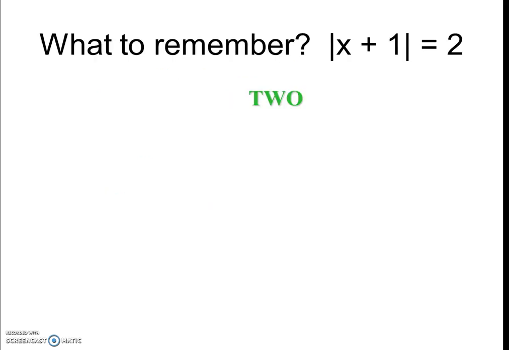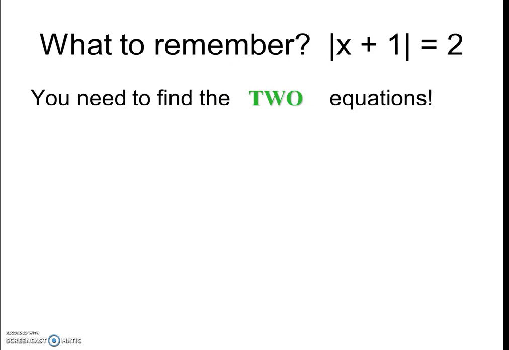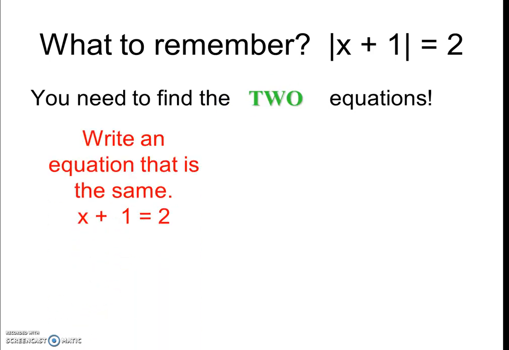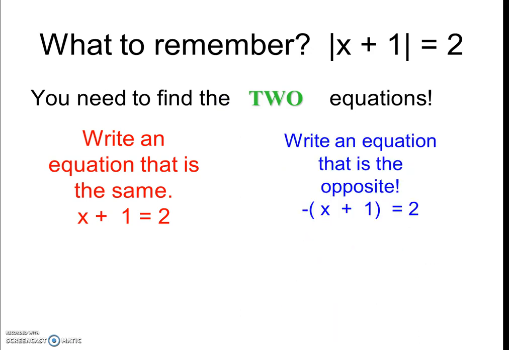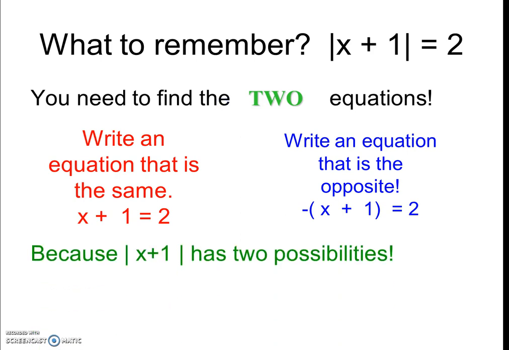Okay. What do we need to remember? We need to remember there are 2 answers, so we must remember there are 2 equations. Write an equation that is the same, the positive. Write an equation that is the opposite, the negative. How many answers are you going to have? You have 2 possible answers. That's absolute value equations, just the basics.